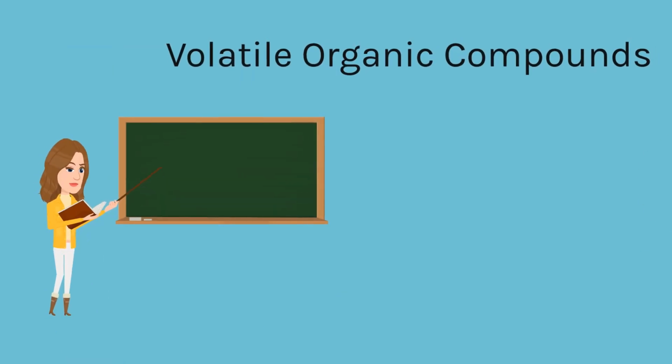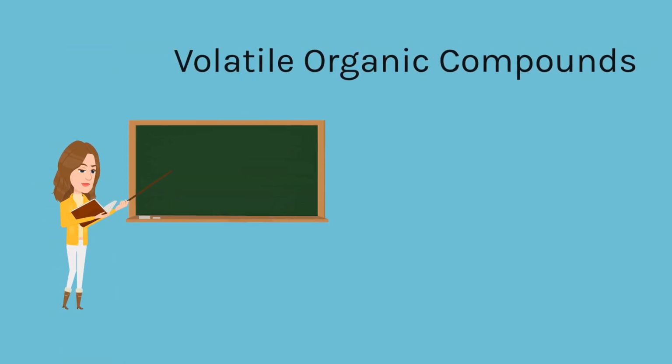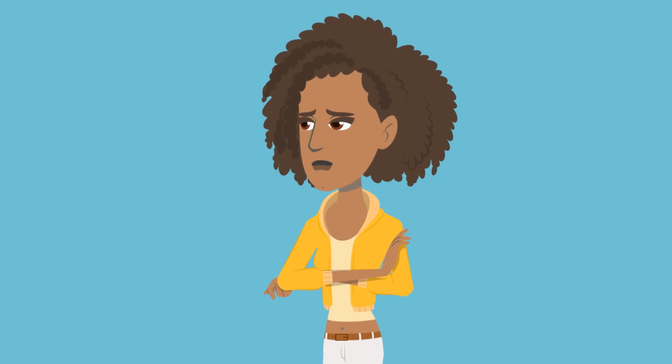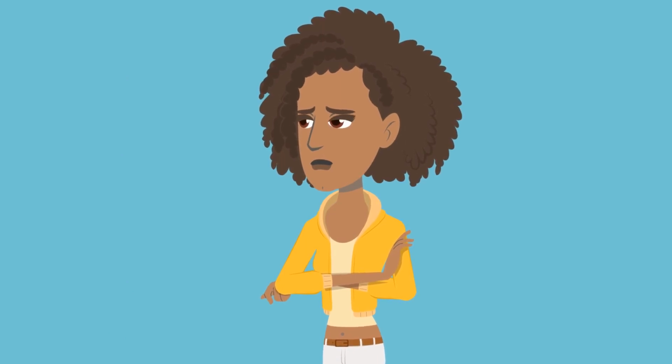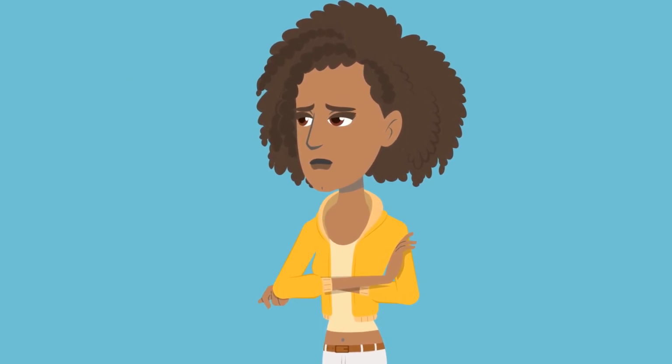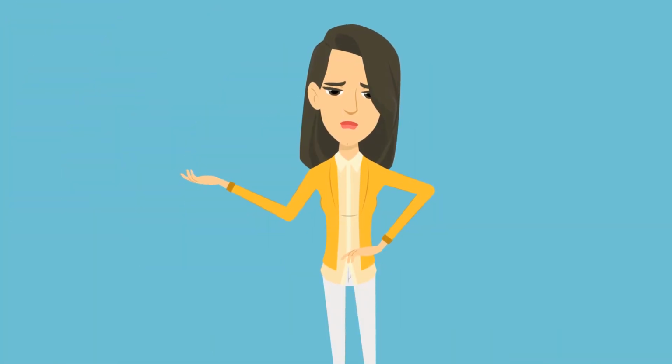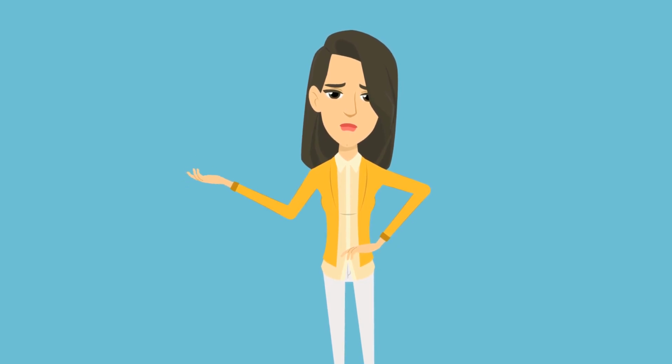Volatile organic compounds. Volatile organic compounds, VOC, are one of the most important air pollutants. They include many compounds that are formed during the combustion of fossil fuels, emissions from the chemical industry and organic decomposition processes.